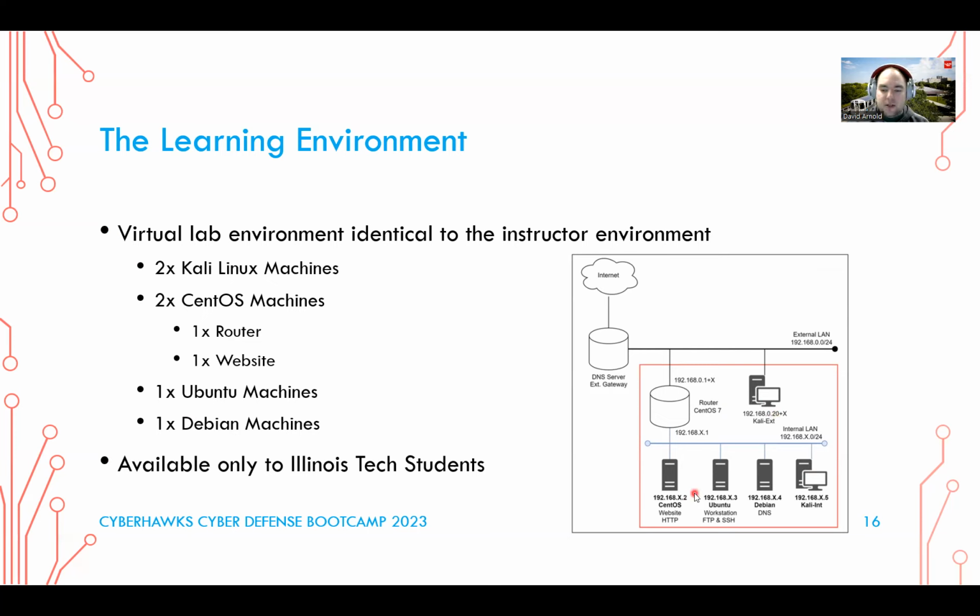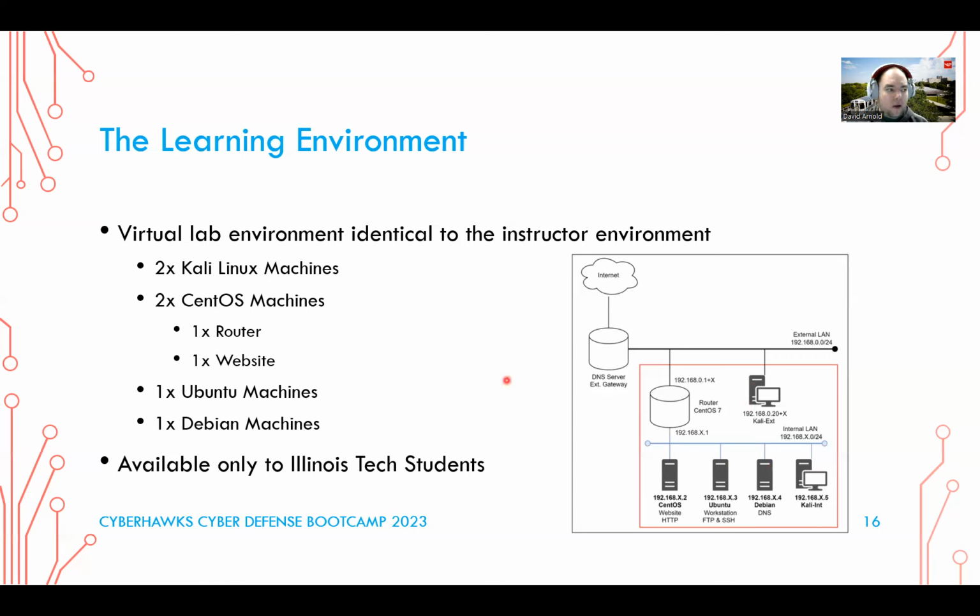Then we have another CentOS machine, which is going to be a website. We have an Ubuntu machine, we're calling it the workstation. In this case, it has an FTP and an SSH server on it. And then we have a Debian machine, which is going to be a DNS server that is going to point requests for the HTTP server over here. So those are the machines that we have here.